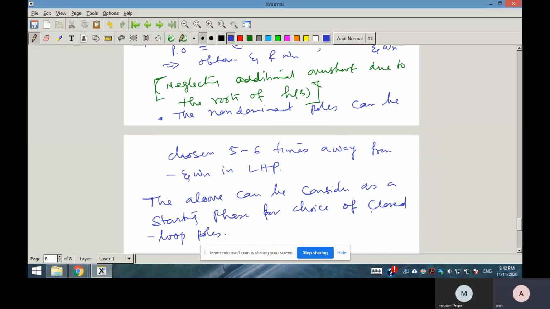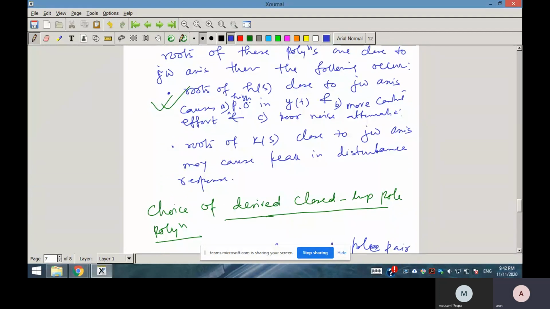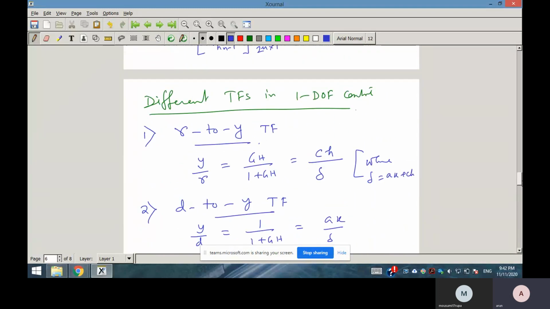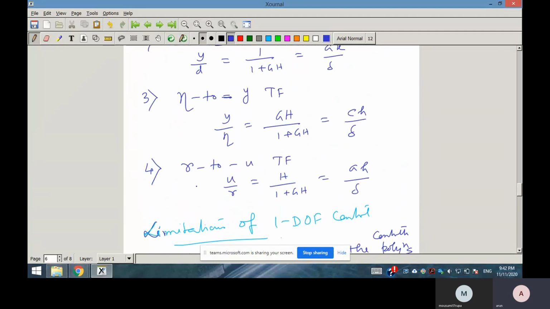Okay, so this much is for today. In the next class, I will try to avoid the limitations induced by this h's using a 2 degree of freedom controller at least. We'll see that the reference input to output response and the reference input to control effort response in the case of 2 degree of freedom control will be independent of h's. So that problem can be eliminated using 2 degree of freedom control.